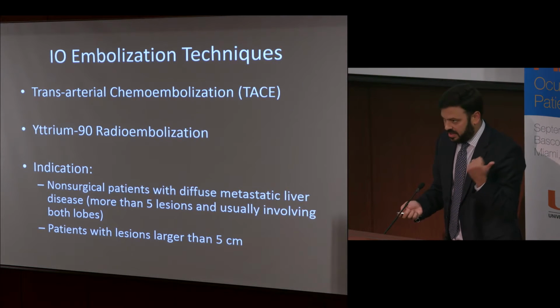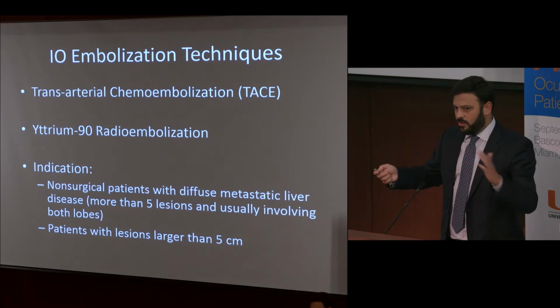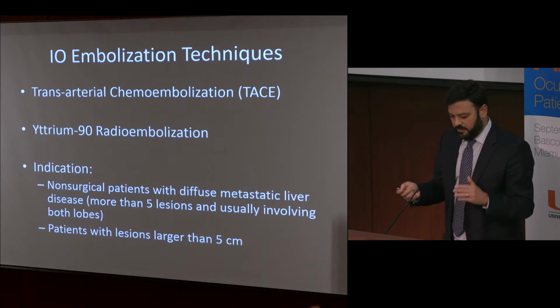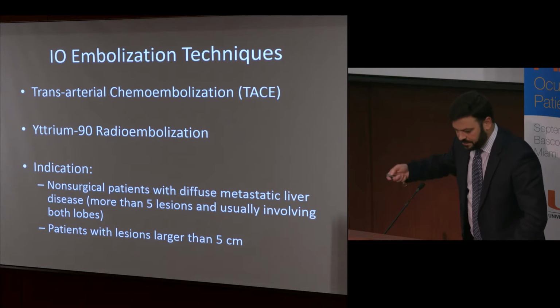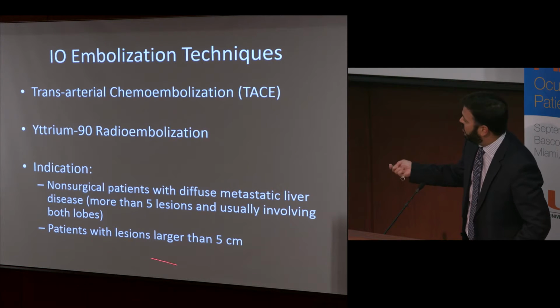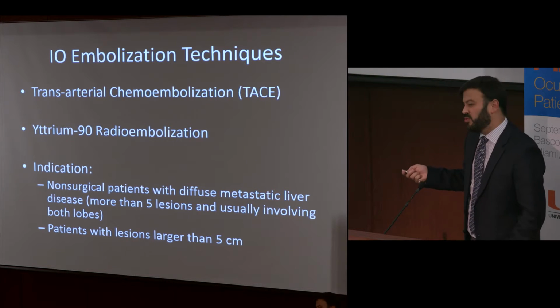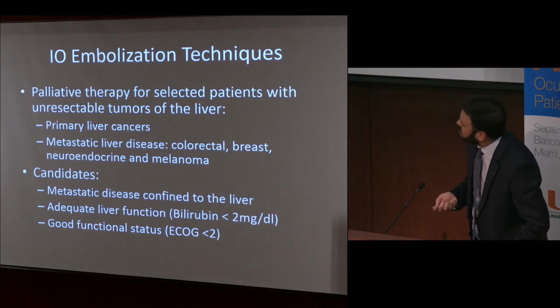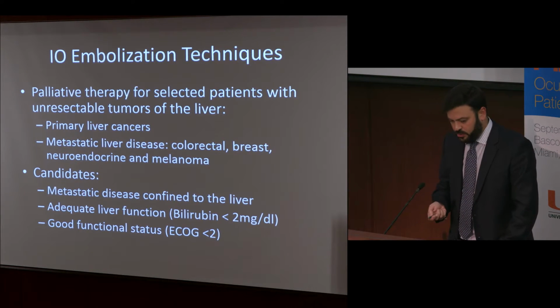As opposed to ablation techniques, these are for patients that have more than 5 lesions, and usually bilateral, where both lobes of the liver are involved. So these come down the road. Or they can also be used for a singular lesion, but when it's very large and ablation techniques won't be able to cover the entire lesion. So again, they're more palliative therapy for selected patients with unresectable tumors.